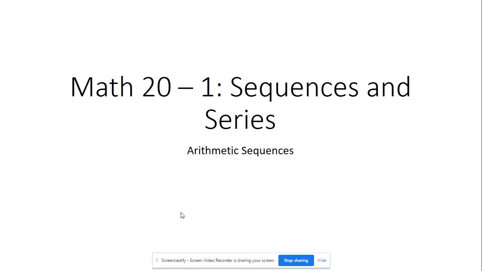Okay, so let's talk about this, guys. This is one of about 5 topics that we do. In this unit, the first one is arithmetic sequences, then we have arithmetic series, geometric sequences, geometric series, and then we finish off with a topic called infinite geometric series as well.